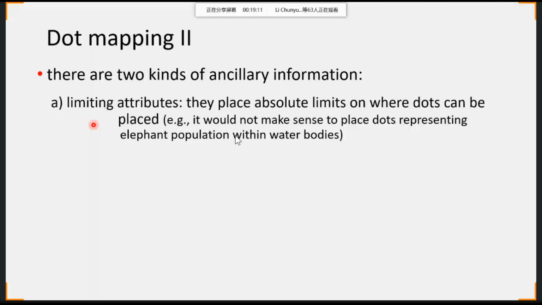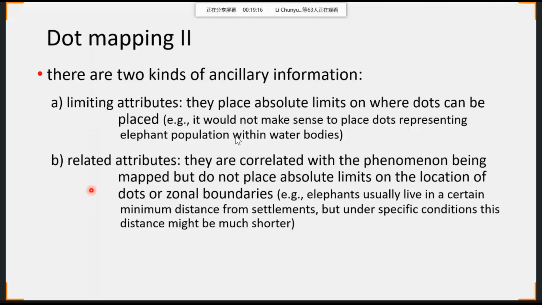The second type are related attributes. They are correlated with the phenomenon being mapped, but do not place absolute limits on the location of dots or zonal boundaries. For example, elephants usually live at a certain minimum distance from settlements. So we do not expect them to live within settlements. But under specific conditions, this distance might be much shorter.